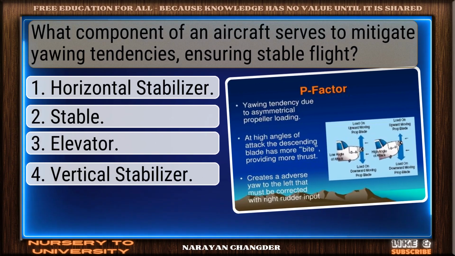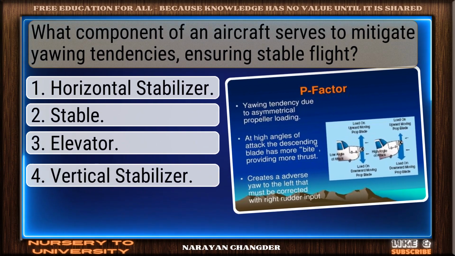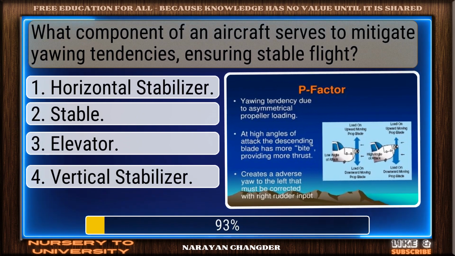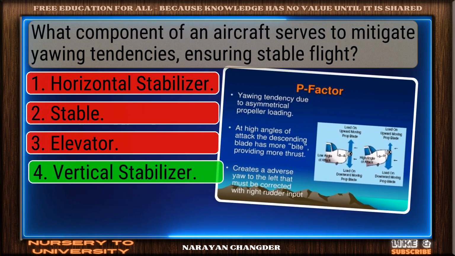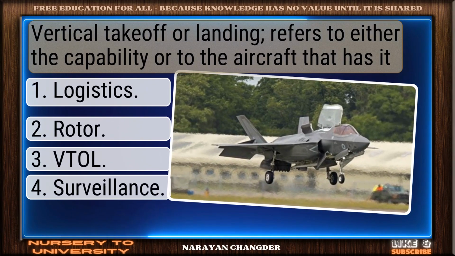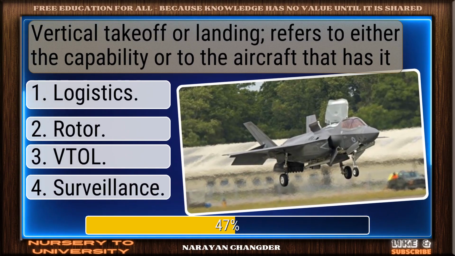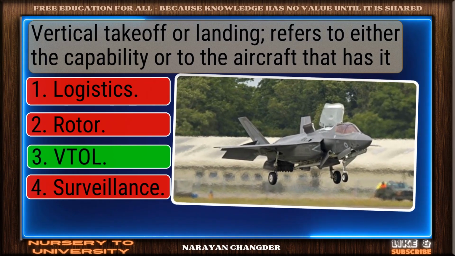What component of an aircraft serves to mitigate yawing tendencies, ensuring stable flight? Perfect. Vertical stabilizer is the correct choice. Vertical takeoff or landing refers to either the capability or to the aircraft that has it. You chose VTOL, and it is correct.